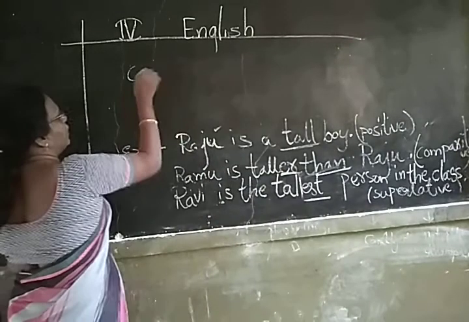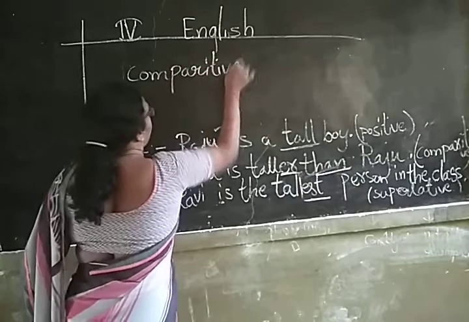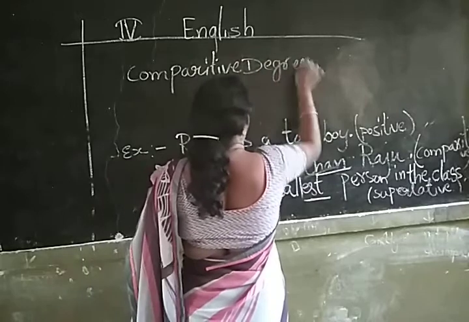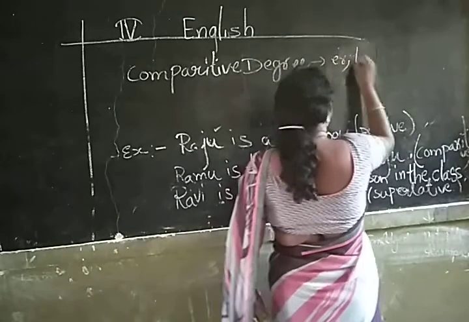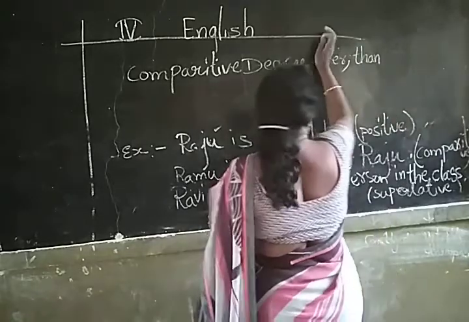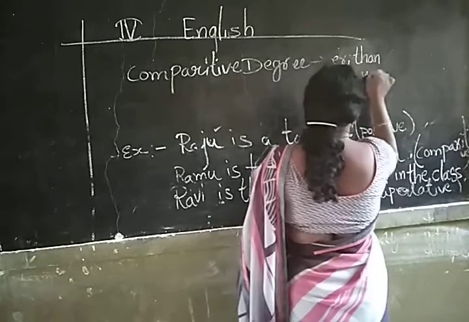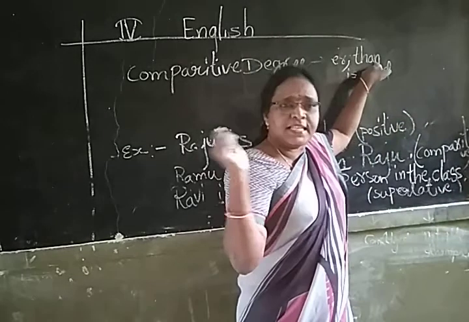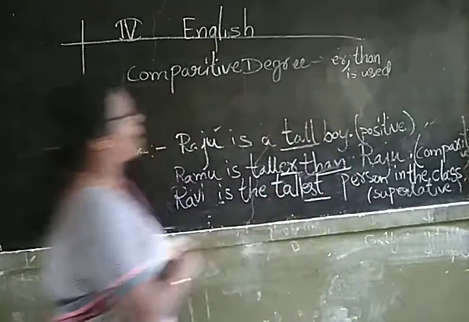Comparative degree, you are going to use er and than. By saying er and than, you can easily identify the comparative degree. Understood? Er and than is used in the comparative degree.